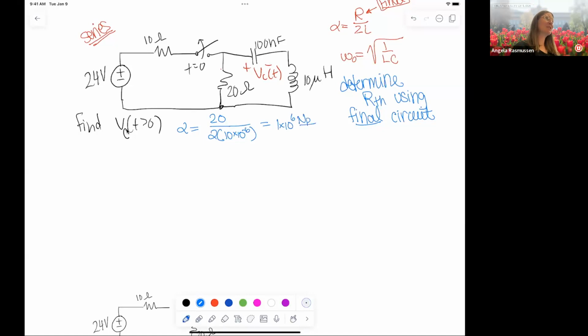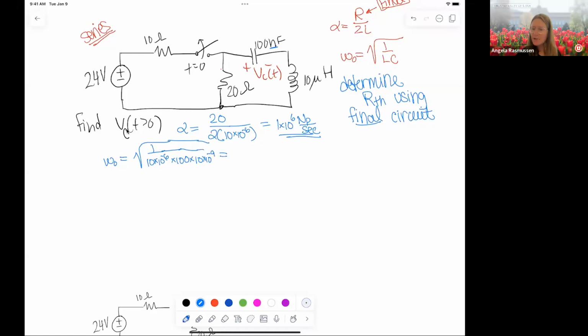Neepers, NP is for neepers per second. Okay. Omega naught is going to be square root of 1/LC with L being the 10 micro, and C is 100 nano. And so what is the N? Anybody remember N? For what? Nano. So nano is 10 to the minus 9.